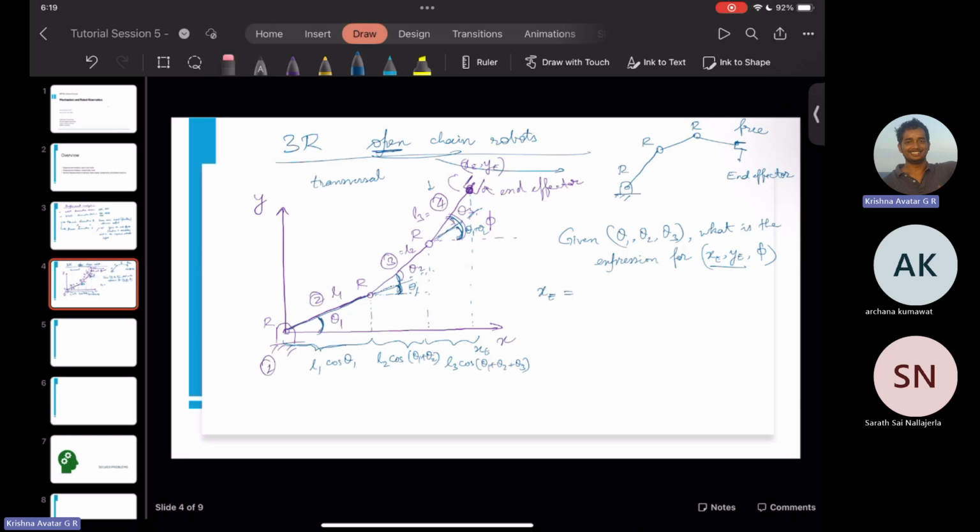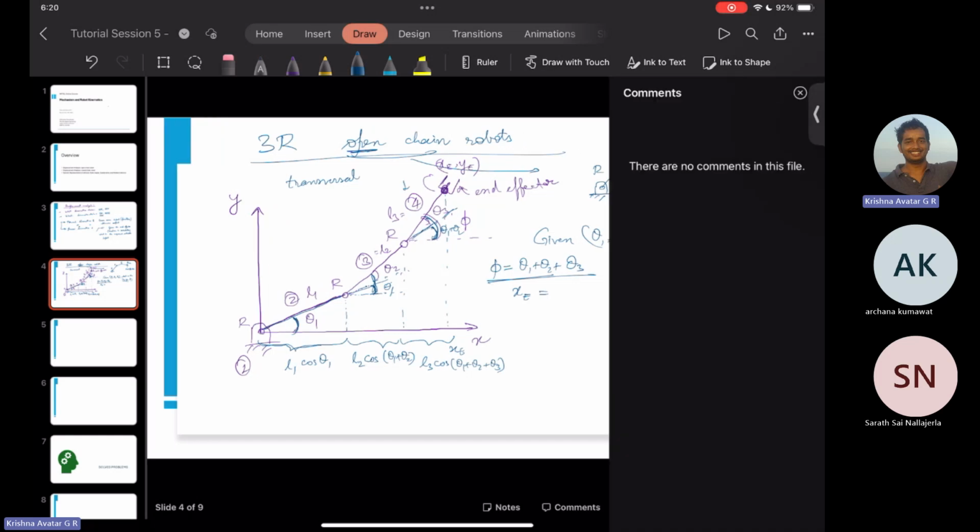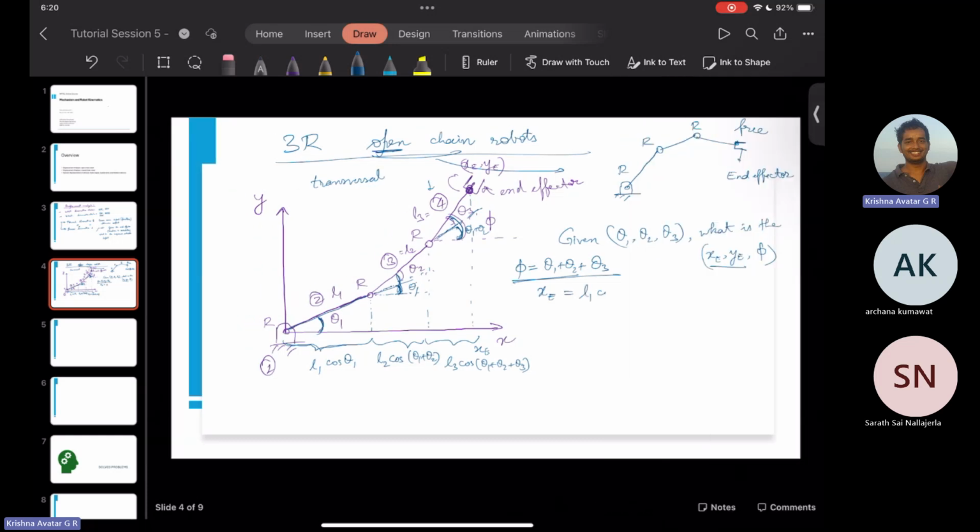And mind you, fortuitously, we were also able to obtain the expression for phi. So phi is θ1 plus θ2 plus θ3. So this we got even before, just during the process. Now xe is equal to L1 cosine θ1 plus L2 cosine(θ1 plus θ2) plus L3 cosine(θ1 plus θ2 plus θ3). So that is how we have it.